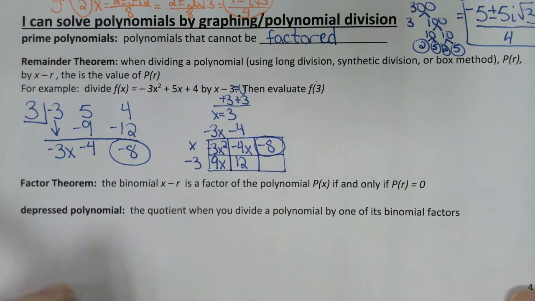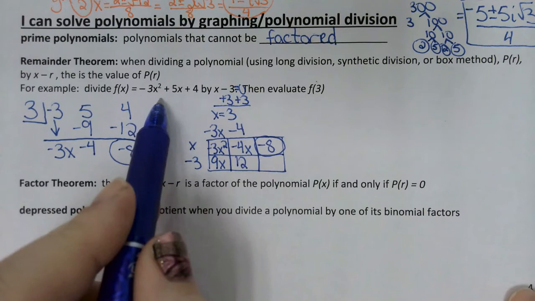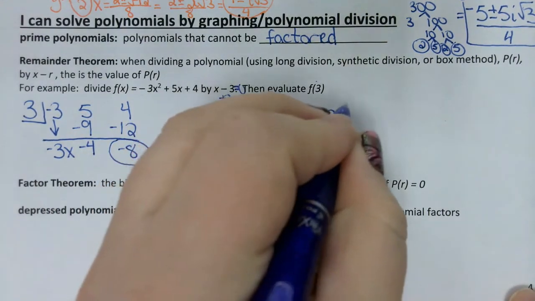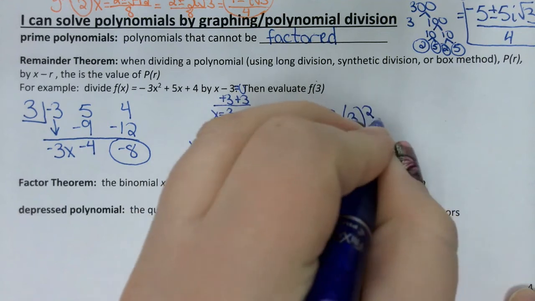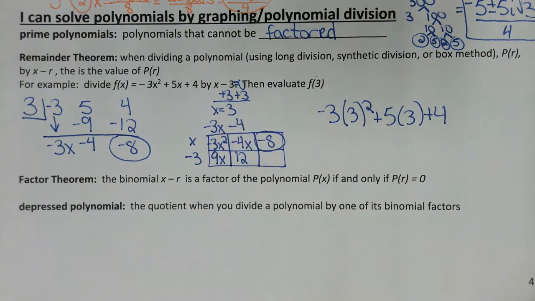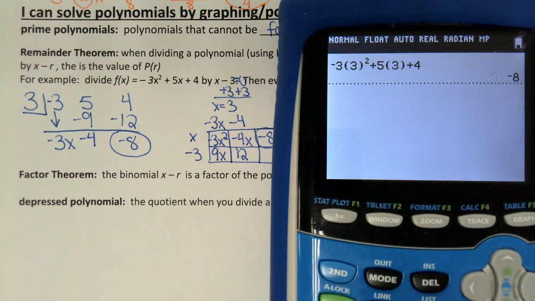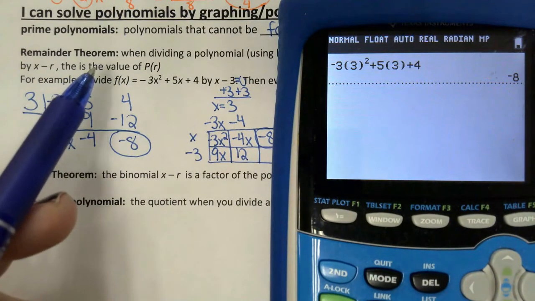And now finally, here's where we're going to really make the connection. If I were to plug 3 into my equation here, negative 3 times 3 squared plus 5 times 3 plus 4, and type that into my calculator, take a look at what I get. Negative 8. That goes to the remainder theorem here.